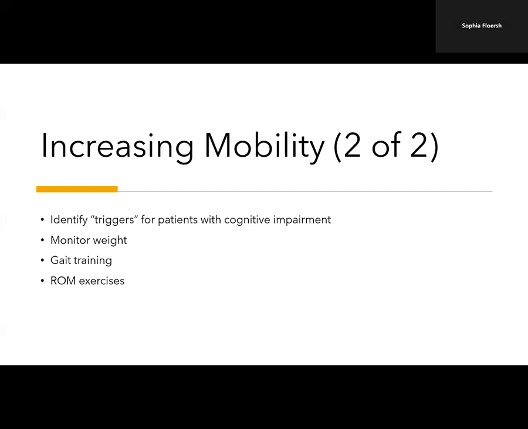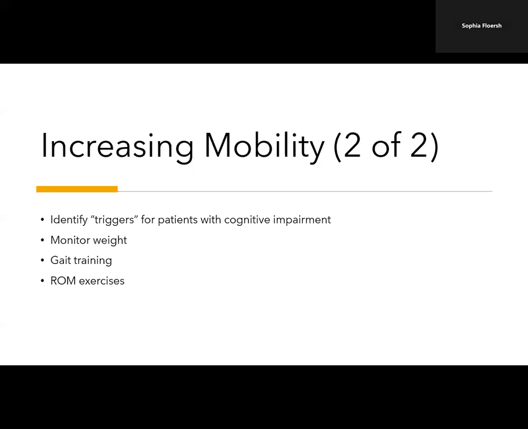So, increasing mobility, identifying triggers for patients with cognitive impairment. What do we mean by triggers for patients with cognitive impairment? Triggers can take a lot of different forms. It can be something like this patient has PTSD and something that triggers them is loud noise, which, when they hear it, puts them in a different mindset and makes them a higher falls risk, or a danger to themselves or others. So you just want to know what these triggers are for this patient and how you can help prevent it from getting worse.